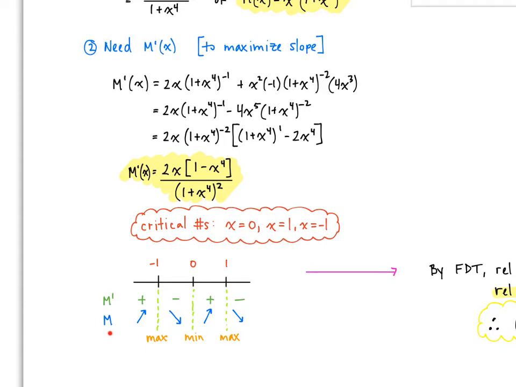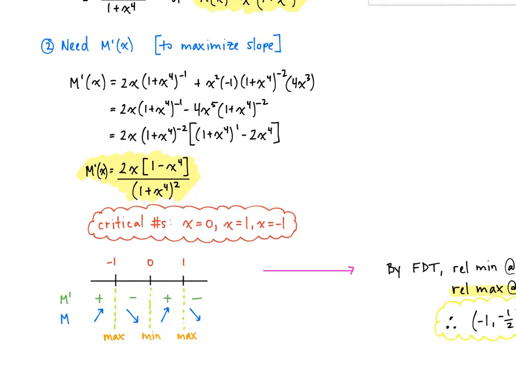So what's happening to our slope? Well, it's increasing, then decreasing, then increasing and decreasing. And we're really looking for where did the maximum occur? Well, we're going to have a maximum at x equals negative 1 because our derivative goes from positive to negative. Okay? We'll have a minimum at x equals 0 because our derivative goes from negative to positive. And we'll have another maximum at x equals 1 because our derivative goes from positive to negative.